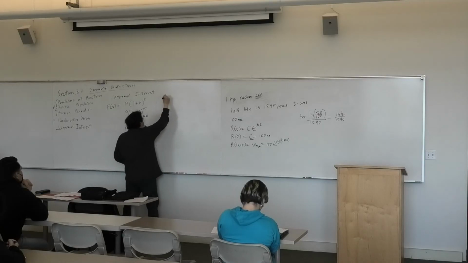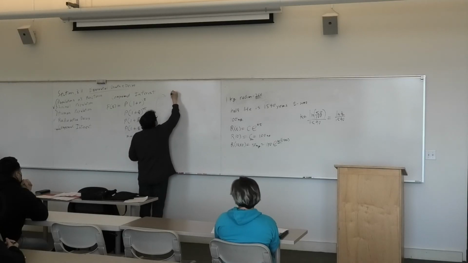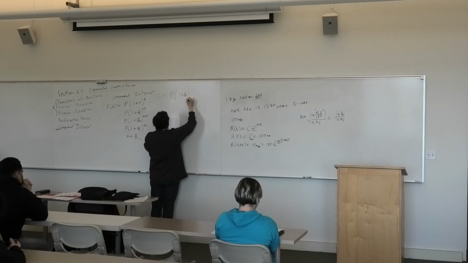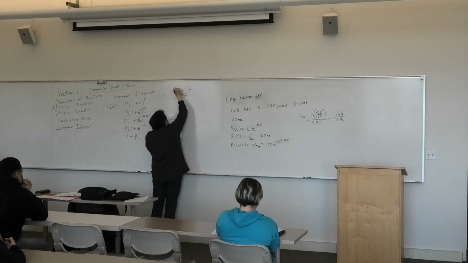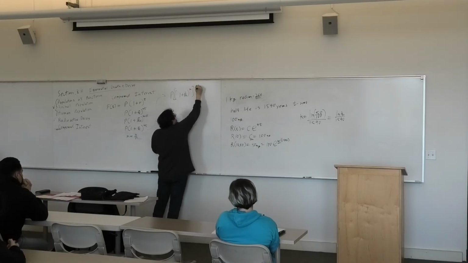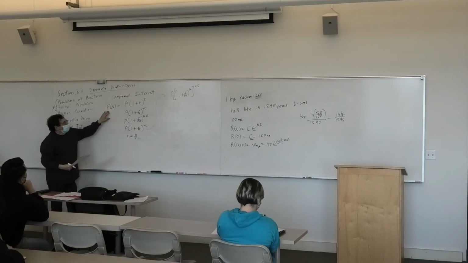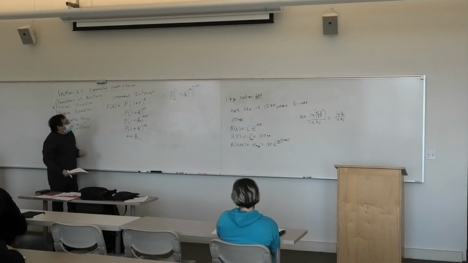So this equation becomes P times (1 plus 1 over m) to the m, to the rt. Again, that's our future value.